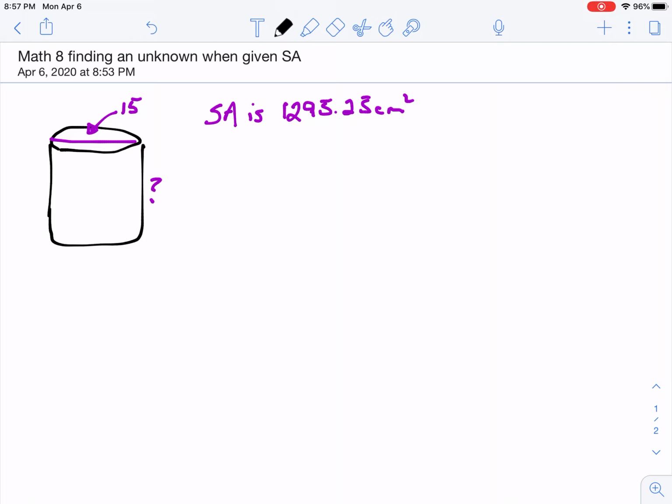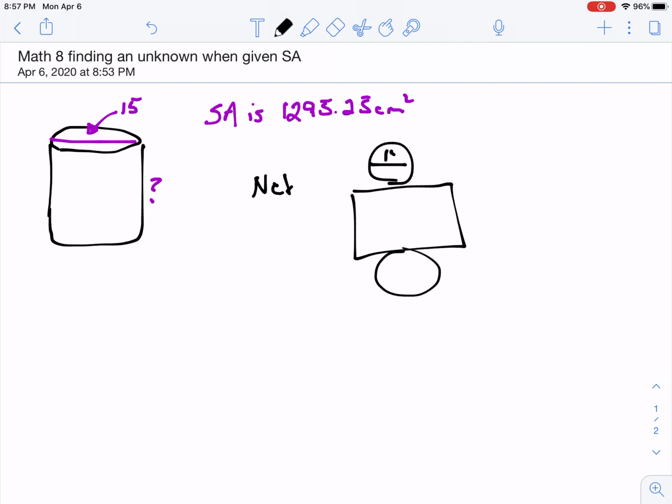If I asked you to look at this problem and I said the surface area is 1,295.25 centimeters squared, and I asked you to think about what makes up that number, I'm hoping most of you are thinking we have a net, and the net looks something like this, where I have a rectangle and two circles, both having a diameter of 15 centimeters. I don't know how long this is, that's still my unknown. The separation between my circles is what that height represents.